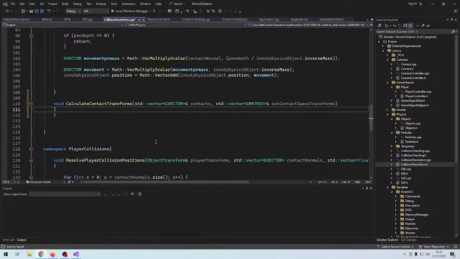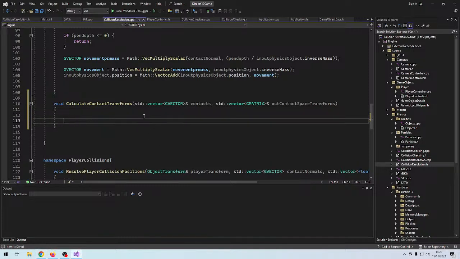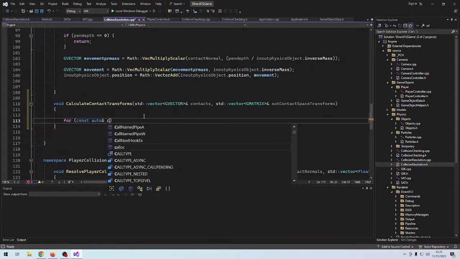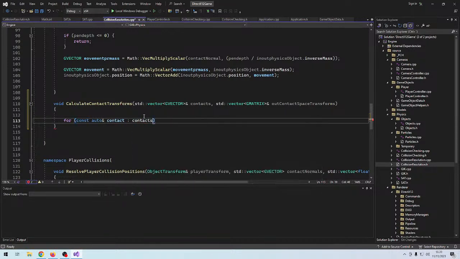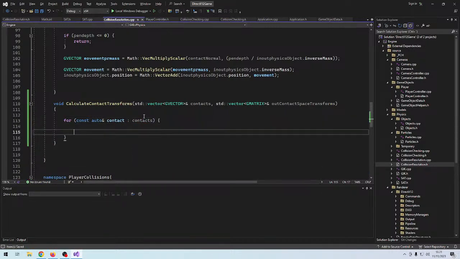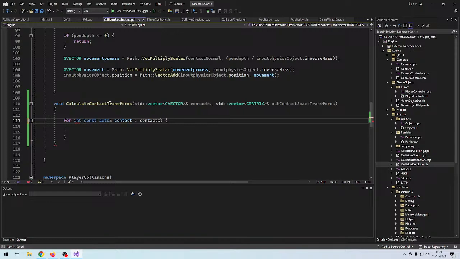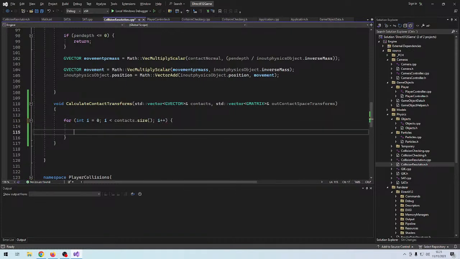So for const auto reference contact in contacts, maybe we want an index, so I always do this instead of writing the indexed one, and then I always end up doing it over. Anyway, let's see.